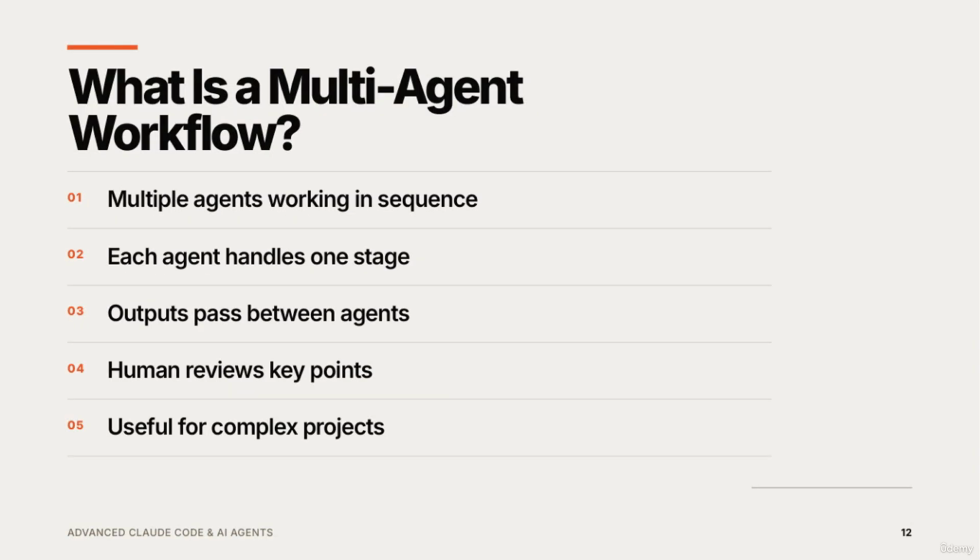Essentially, it's a process where multiple agents work one after another in a sequence. Each agent is responsible for handling a specific stage of the workflow, which helps break down complex tasks into manageable parts. As each agent completes its work, the output is passed on to the next agent, ensuring a smooth flow of information. An important feature of this setup is that humans review the key points, adding an extra layer of oversight and quality control. This approach is especially useful for complex projects where collaboration and precision are crucial. It leverages advanced AI agents and specialized code to optimize performance and results.